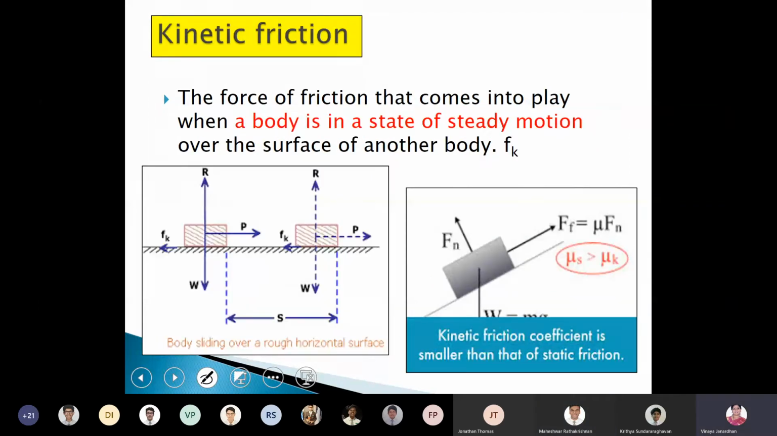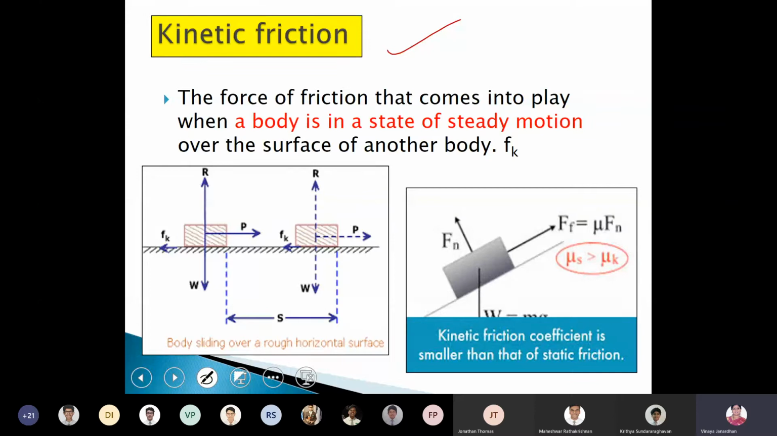Now, kinetic friction is this. The body is now set in motion, right? You have applied a force, now the body starts moving. Even as the body starts moving, there will be a frictional force. And such frictional force, we call it as kinetic friction. Are you clear? So once the body is set in motion, then the frictional force between the two bodies in motion, we call it as kinetic friction.